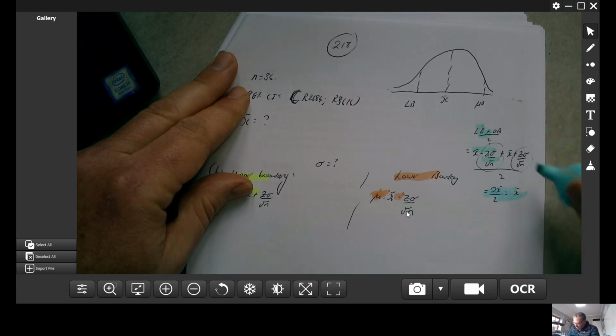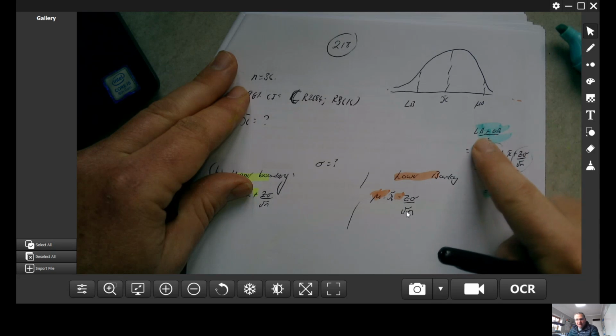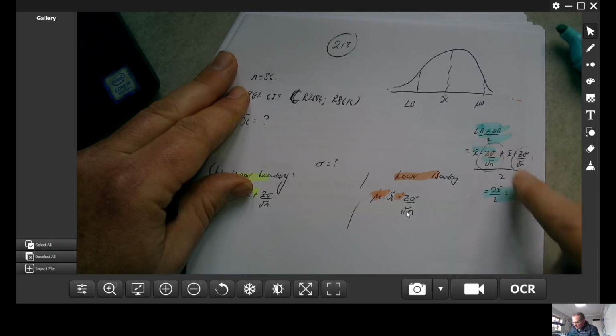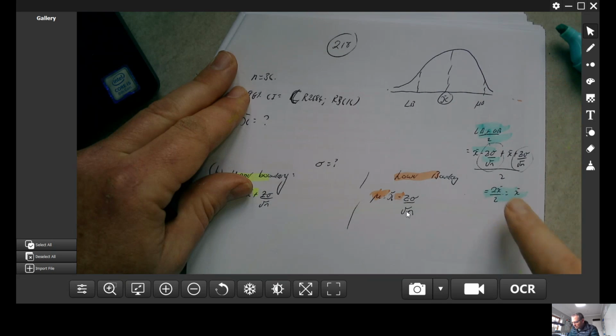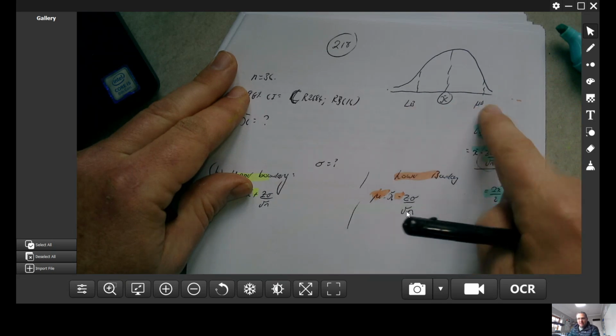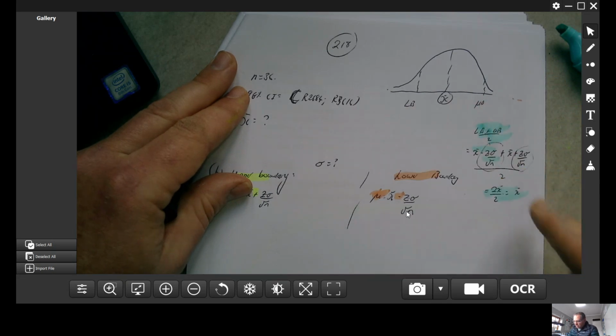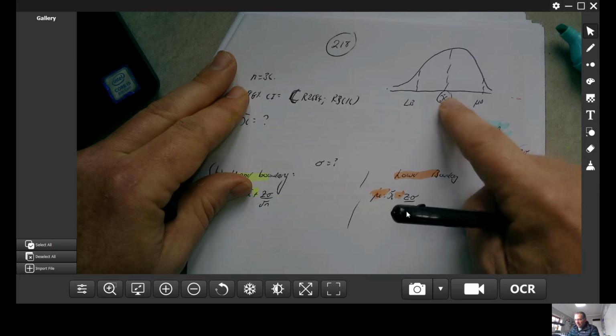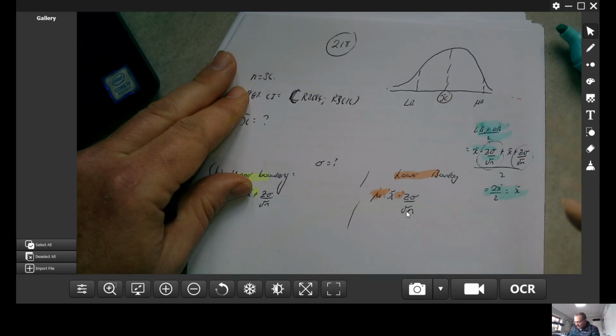So that's a proof that if you've got the lower boundary and the upper boundary, add them up and divide by 2, that's the algebraic proof, you get x bar. Intuitively, you should be able to see, because of symmetry with a normal distribution, if you add the lower boundary and the upper boundary, you're going to get the sample mean.